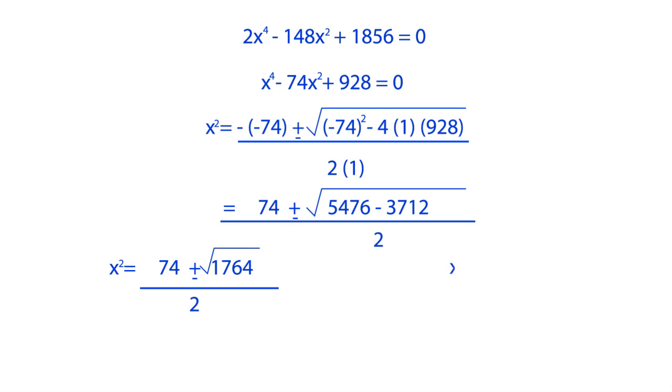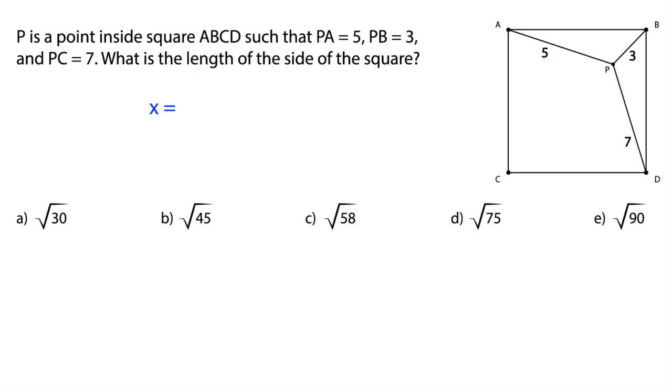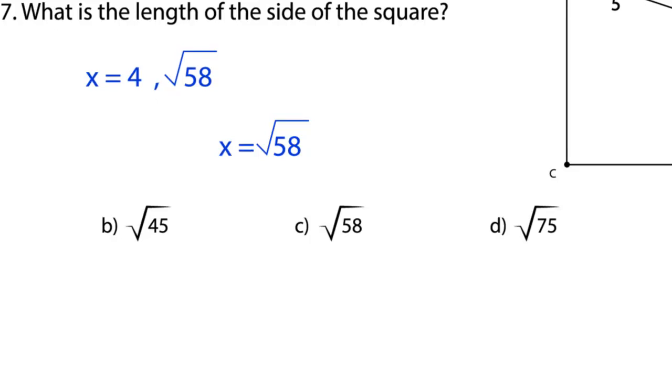And this gives me two solutions for x squared. If you take the square root, you will get plus or minus 42. And that leads to the solutions 16 and 58 for x squared. And therefore x is equal to 4 or the root of 58. And since x is representing the side of the square, and we got the solutions 4 and root 58, x obviously cannot be 4, because if it was, this diagram would not make any sense. So the only value of x that makes sense is root 58. And for this question, that would be choice C.